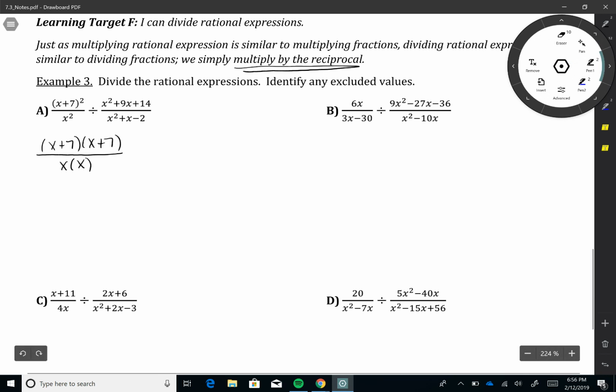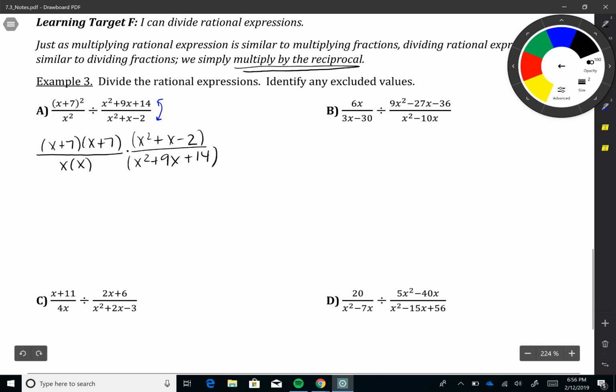Now, because we're dividing, we need to multiply by the reciprocal of the second one. So the reciprocal, now our denominator becomes our numerator and vice versa. So this is going to be x squared plus x minus 2 over x squared plus 9x plus 14.